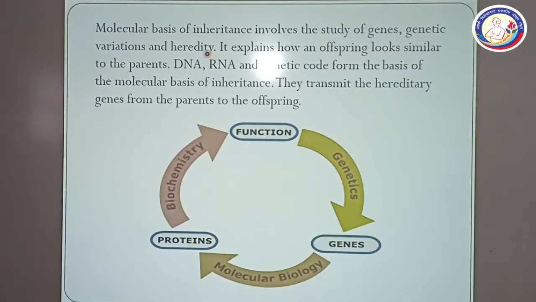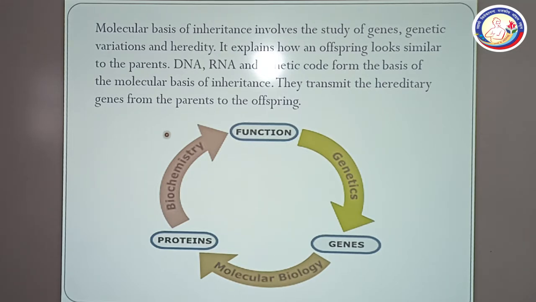Study of genes, genetic variation and heredity. It explains how an offspring looks similar to the parents. So when we see offspring are similar to the parents, the children just look like the parents. So DNA, RNA and genetic code form the molecular basis of inheritance. They transmit the hereditary genes from the parents to the offspring.